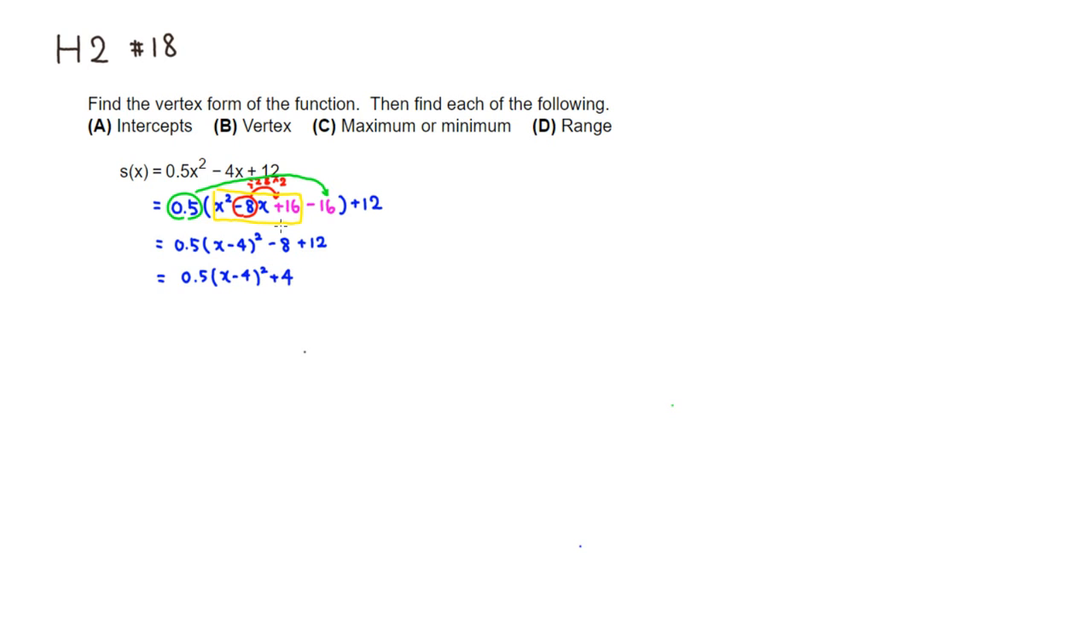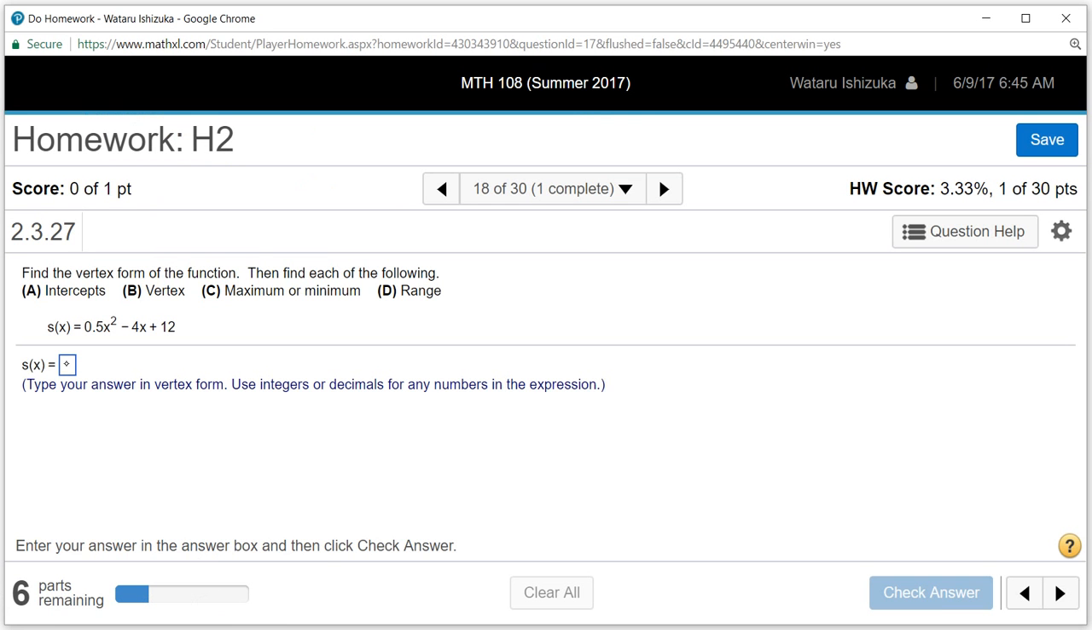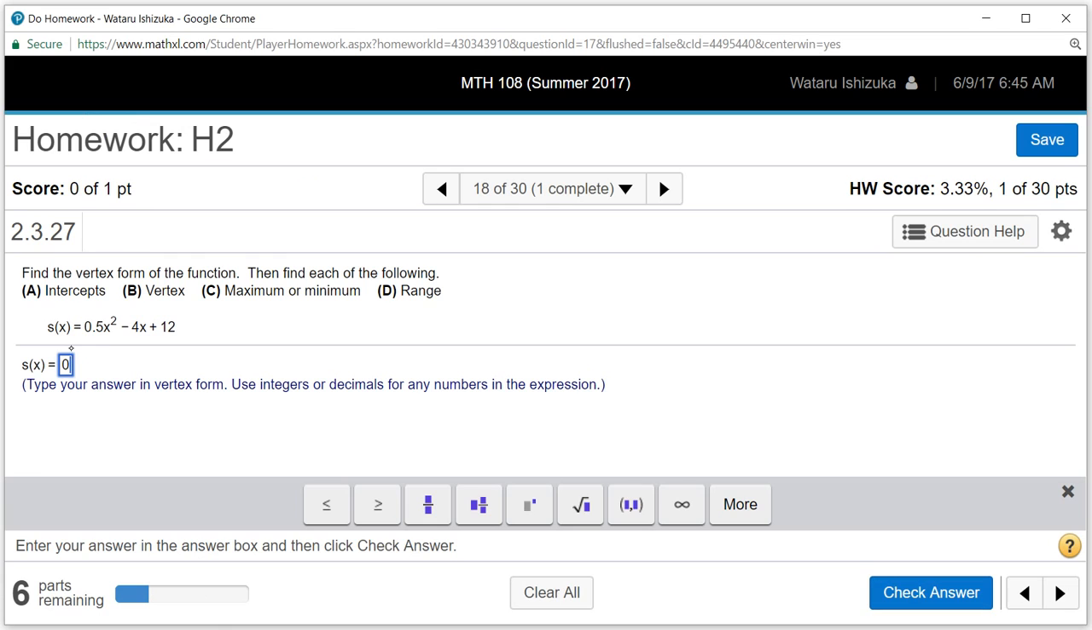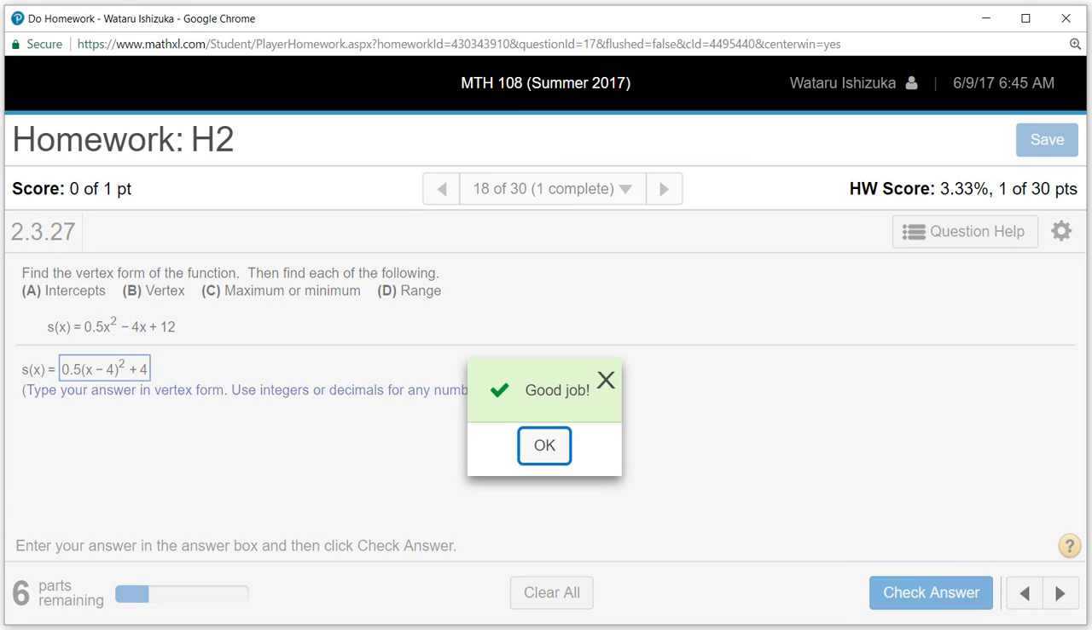All right, so let's type it in. We have 0.5 times quantity x minus 4 squared, plus 4. Check the answer. All right, we got that.